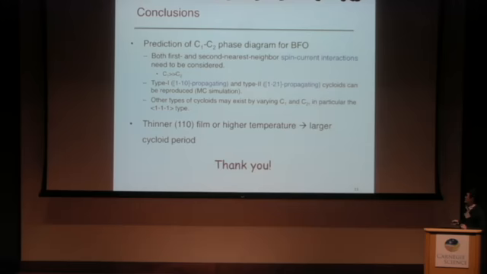So to conclude, we have predicted the C1, C2 phase diagram for bismuth ferrite. And by comparing with the experiment, it suggests that we need to consider both first and second nearest neighbor interactions for the spin current model. And C1 is much larger than C2. And we have reproduced the type 1 and type 2 cycloids. And we also predict new cycloids, in particular the 1, minus 1, minus 1, which may actually exist. Also, the period of the cycloid in 110 film becomes longer with thinner thickness or higher temperature.